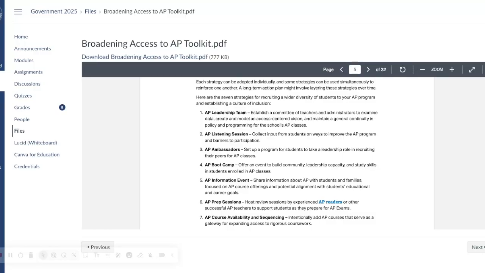So, what are ways to broaden the access? I'm looking currently at the Broadening the Access AP Toolkit. I'm not going to go through every single thing, but I thought I'd just share what I'm interested in thinking about. And that's the idea of AP ambassadors. Can you imagine a group of students who are taking a leadership role in recruiting peers for AP classes? This could also be representation at AP leadership teams, where if there's a leadership that gathers to talk about AP, they could be voicing their opinions there, or AP listening sessions to hear from other students on ways to improve the program and reduce barriers.